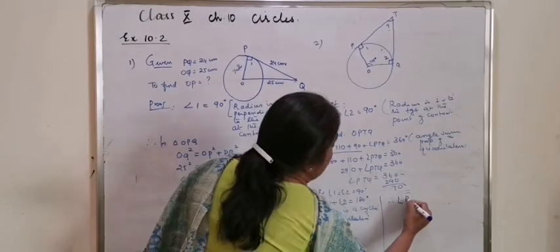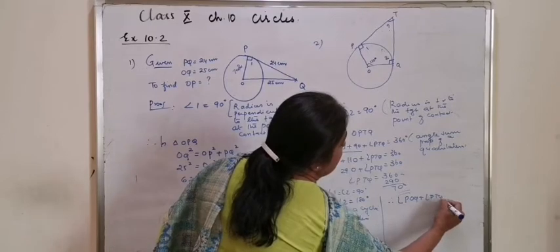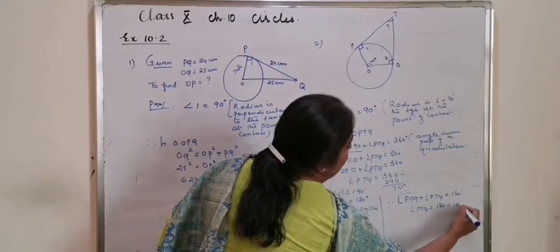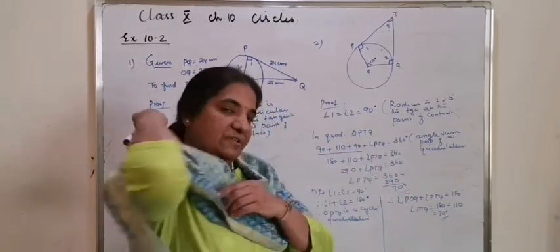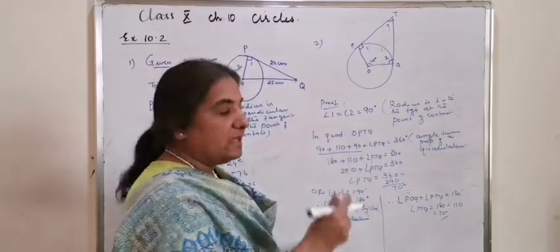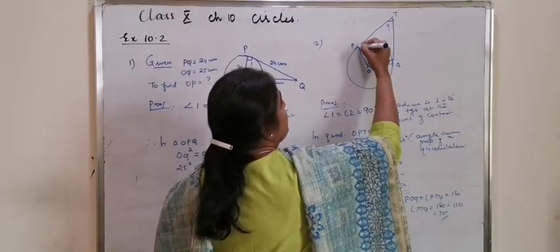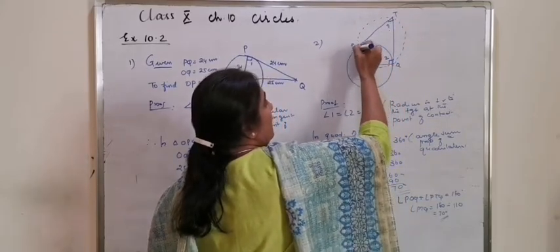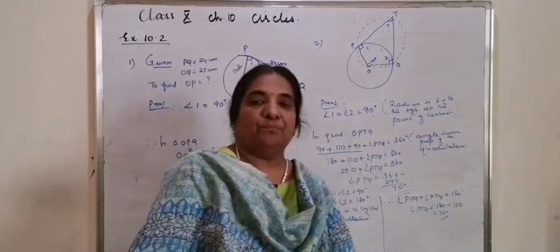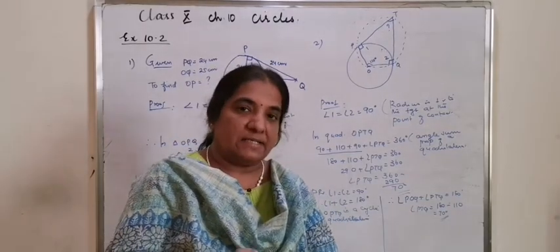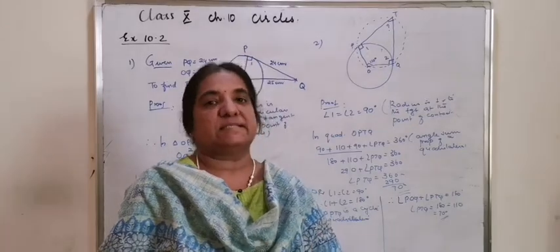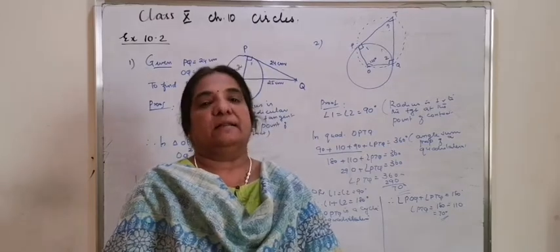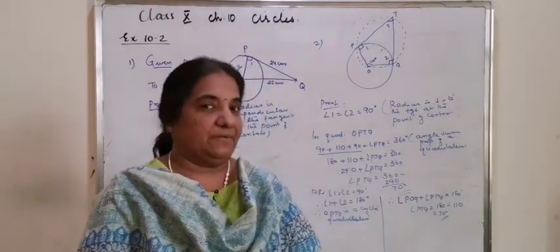Therefore, angle POQ plus angle PTQ is also 180, or angle PTQ is equal to 180 minus 110, it is 70 degrees. By this method, you can imagine that there exists a circle which passes through the 4 points OPTQ. That is the meaning of cyclic quadrilateral. That means a quadrilateral whose 4 vertices lie on a circle, and at the same time in a cyclic quadrilateral the opposite angles are supplementary.